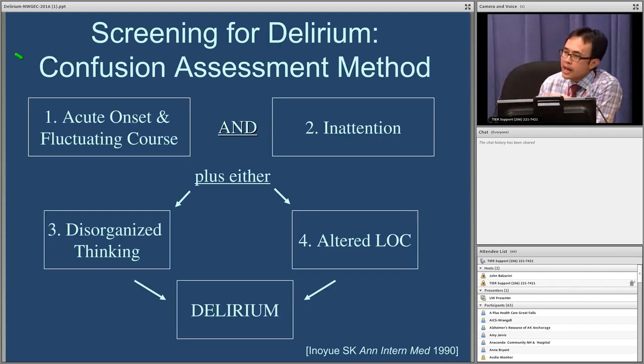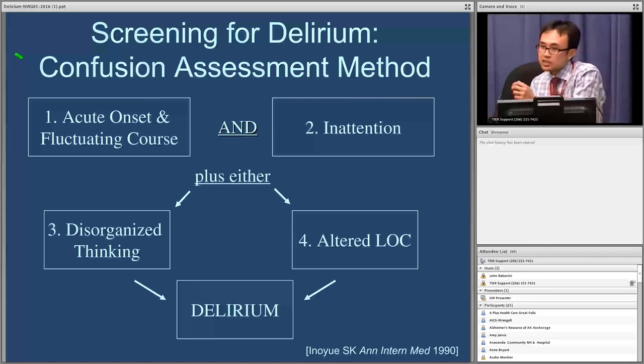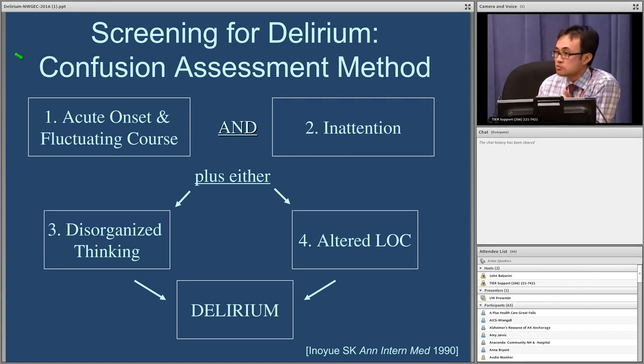Okay? And how should we document this? Well, there's an easy way that we could do it, using some sort of standardized screening method. Whatever screening method you prefer, that's okay, but just use it. And if you're in a hospital system that's already using a standardized screening tool, great. Utilize that. What I'm presenting to you is the confusion assessment method, from here on known as the CAM. It's one of the better studied ones, and this is what it includes.